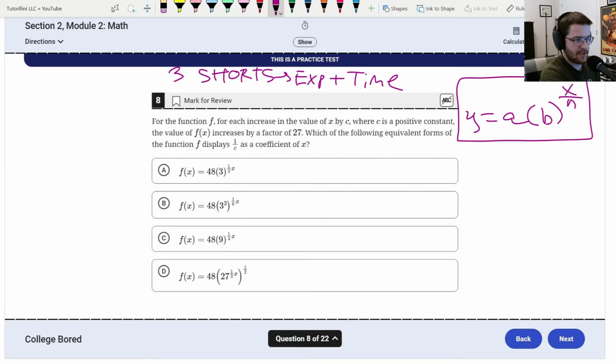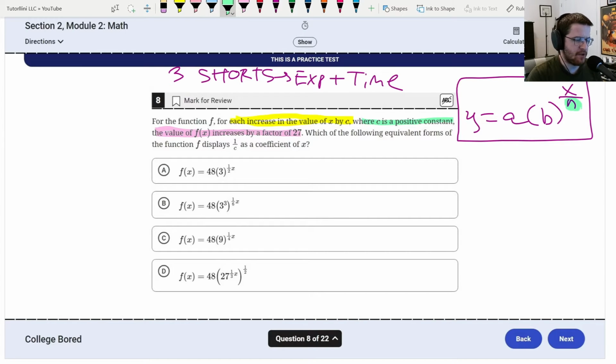So you see all this stuff where it says, for each increase in the value of X by C, where C is a positive constant, the value of f of X increases by a factor of 27. So the multiplier is 27, and then N, the interval, how often that happens, is going to be C. So to answer the question, we really want to figure out this guy.